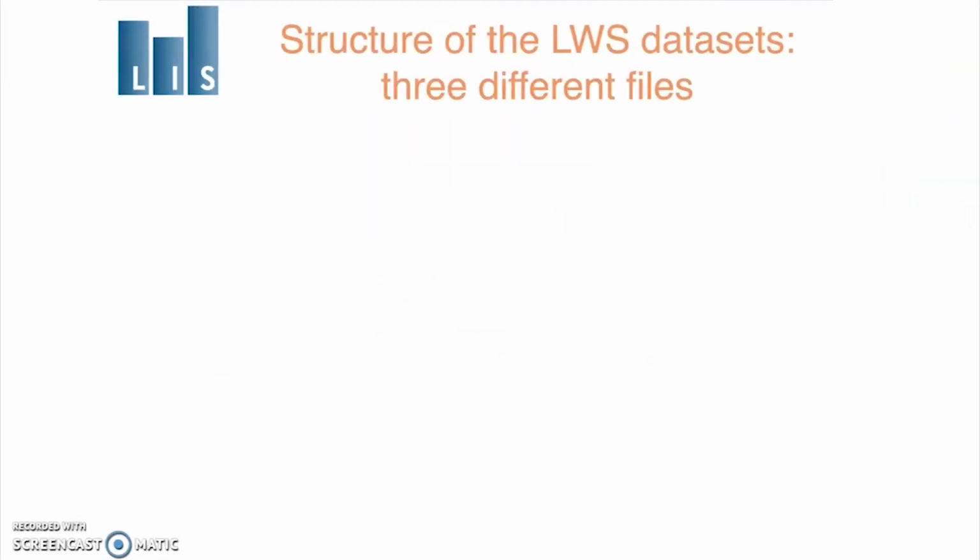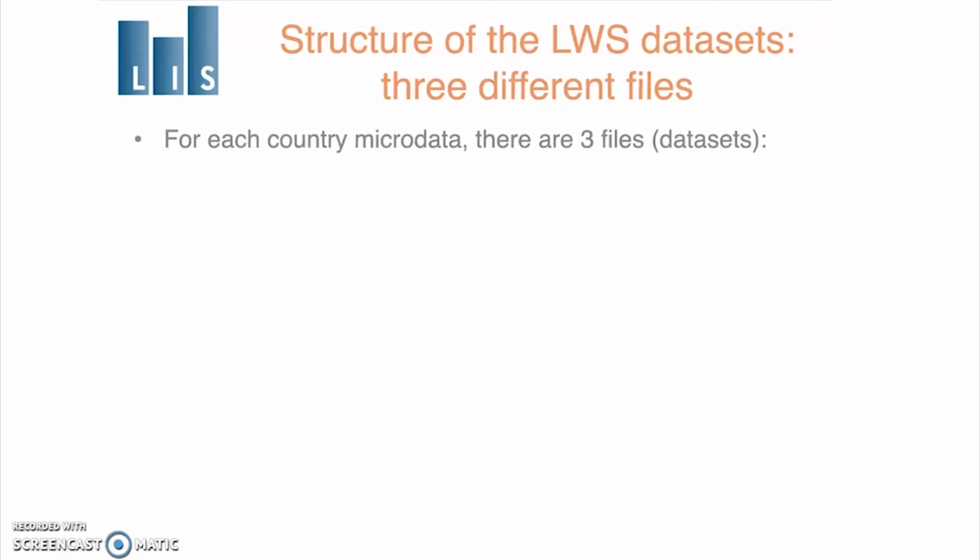First, it is essential to mention that each country year microdata available in LWS contains three different files. First one, household level file, that contains household level information, for instance, household incomes, wealth, and some other information that relates to household. Second, individual level file, which contains the information about individuals, such as age, labor market characteristics, and some income and wealth information. And the third one is the replicate weight file, called Imputed dataset, that contains replicate weights.